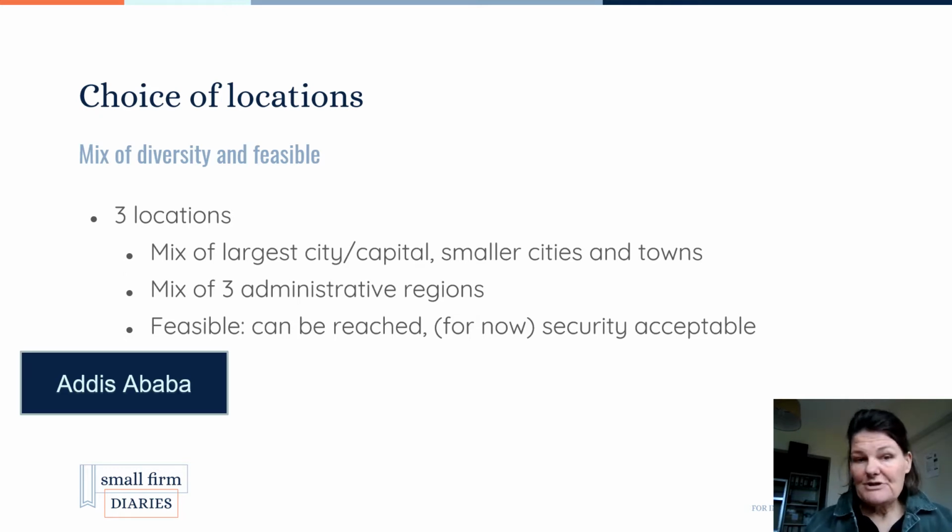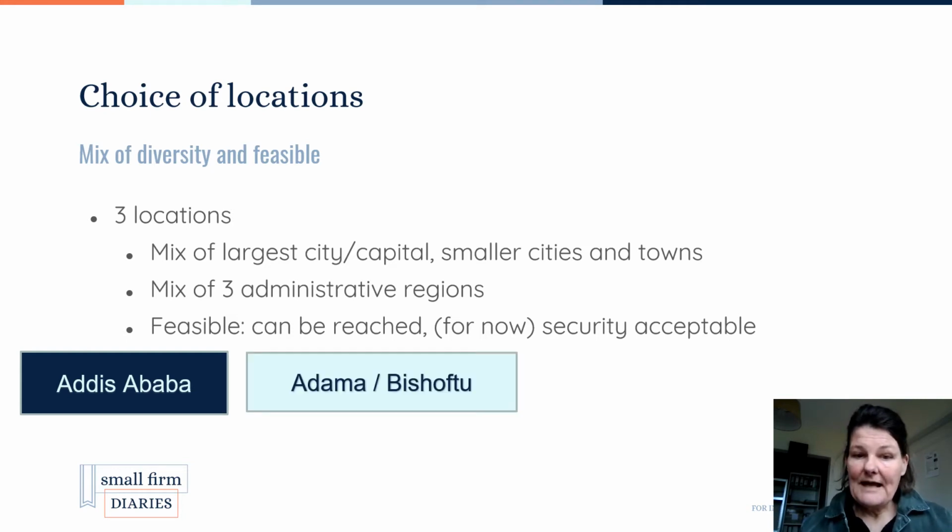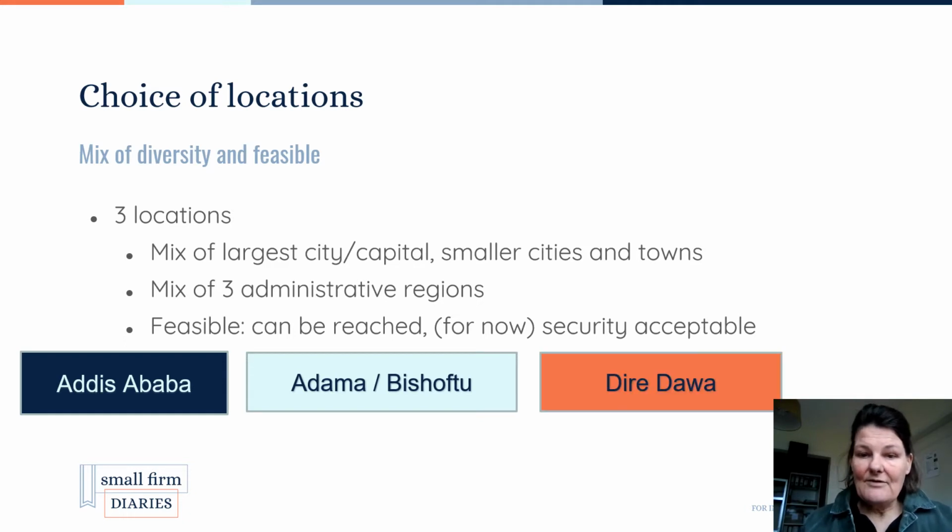So the first we chose was Addis Ababa. Obviously, it's the capital and it has many, many businesses. Secondly, we chose as an area the 2 towns of Adama and Bishoftu. I think they are also called Nazrat and Debre Zeit. And finally, we selected Dire Dawa, which is actually a city region, and Adama and Bishoftu are in Oromia.